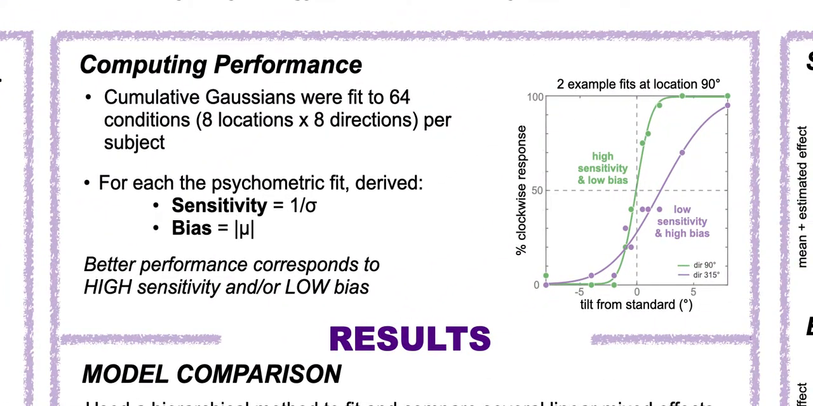Psychometric functions were fit to each of the 64 unique conditions, from which we derived 2 performance measures: sensitivity, which corresponds to the slope of the psychometric curve, which is our primary measure, and bias, which is the magnitude of tilt when the observer is equally likely to respond clockwise or counterclockwise. And this was used as a secondary measure. Better performance would mean high sensitivity and low bias.